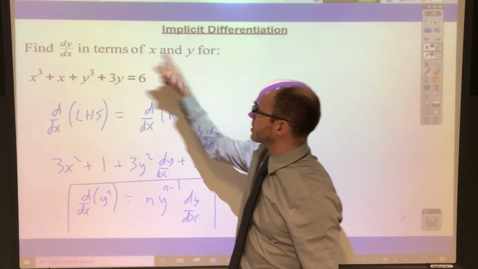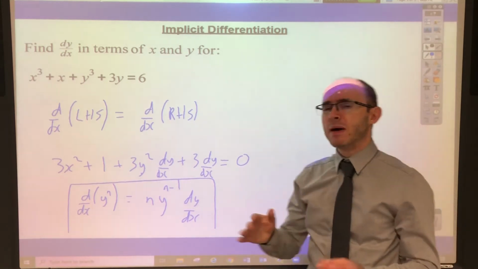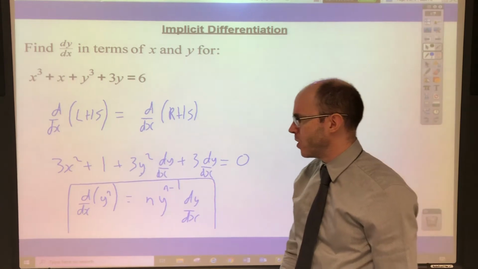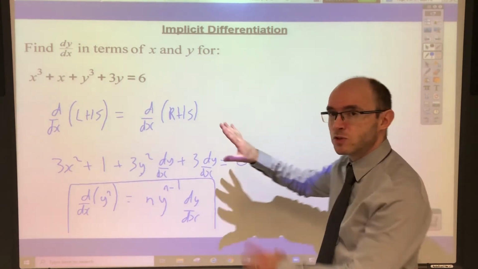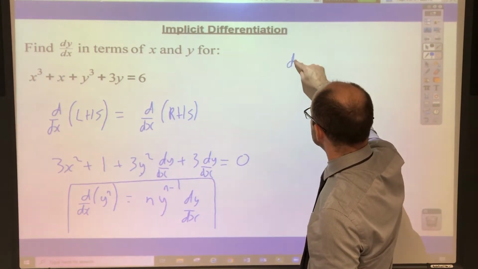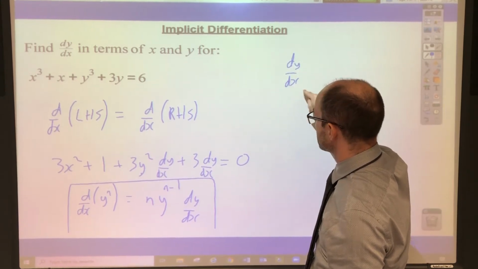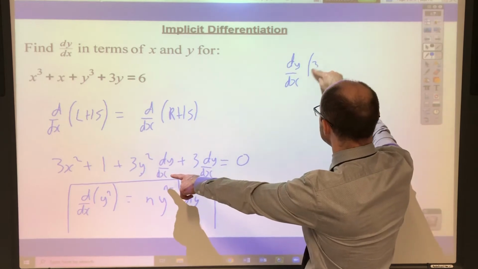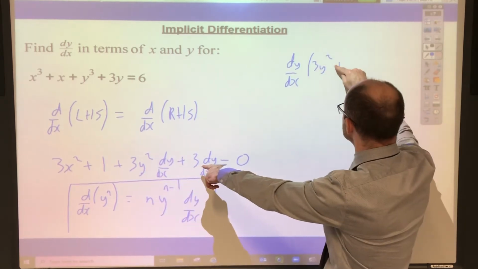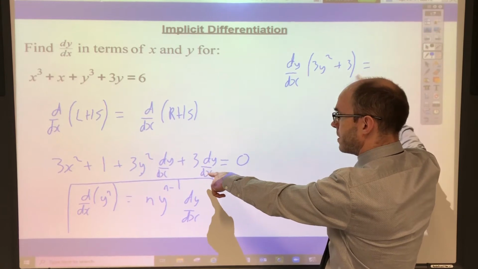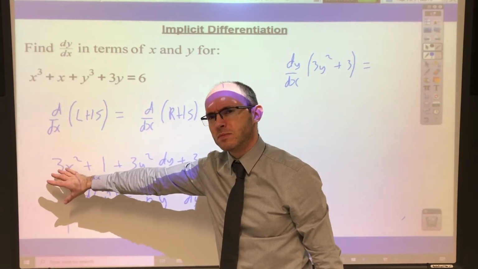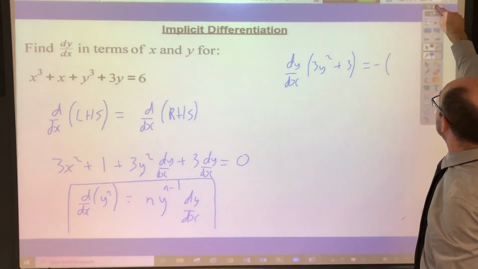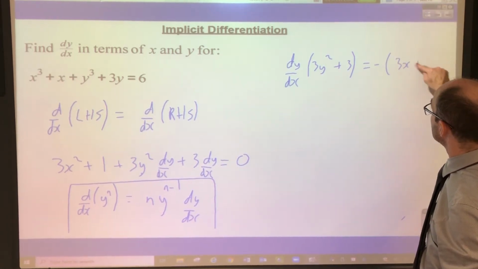When it says find dy dx in terms of x and y, what it means is make dy dx the subject. So once we've done the differentiation, we need to make dy dx the subject. On the left hand side, the thing to do is normally factorise. So you've got dy dx, find all the dy dx terms. So you've got 3y squared plus 3. And then put all the non-dy dx terms onto the other side. So 3x plus 1. I'm going to write that as negative of 3x plus 1, like that.